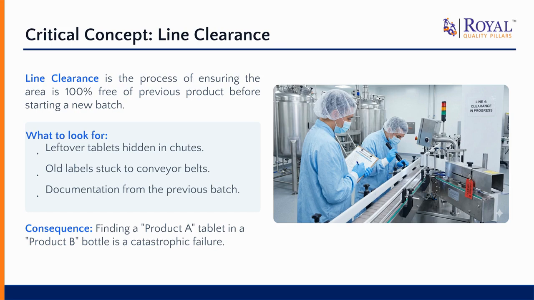Scenario. Imagine we just finished making paracetamol 500 milligrams, white tablet. Now we are switching to aspirin 100 milligrams, white tablet. If one paracetamol tablet was left stuck in a chute or under a conveyor belt, and it falls into the aspirin bottle, that is a catastrophe. A patient allergic to paracetamol could die. The rule: the line must be 100% empty. No paper, no product, no trash from the previous batch. Look in the hidden spots.